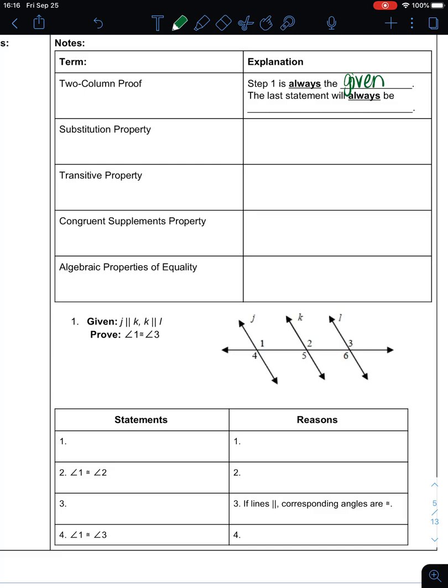So step one is always going to be the given information, and the last statement will always be the part that you're trying to prove. So it's what you're proving.